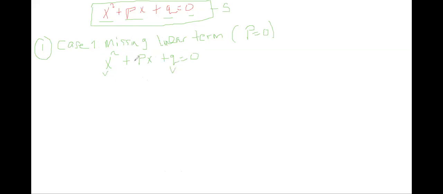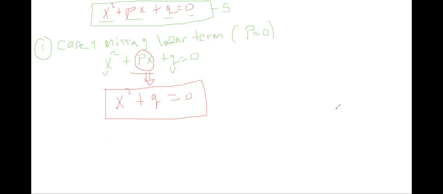However, this one will be missing. And why is it missing? Because p equals 0. Because if p equals 0, it is p times x, then this will be missing. And if p equals 0, or the linear component is missing, you will have a quadratic equation like x raised to the power of 2 plus q equals 0. So we can have a case like this. What tells you that the linear term is missing is that p equals 0.